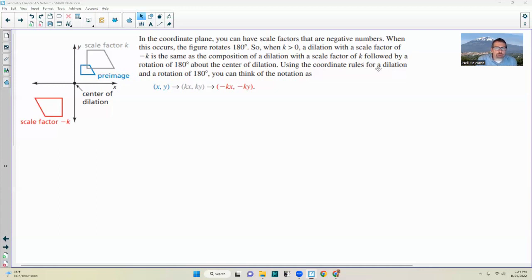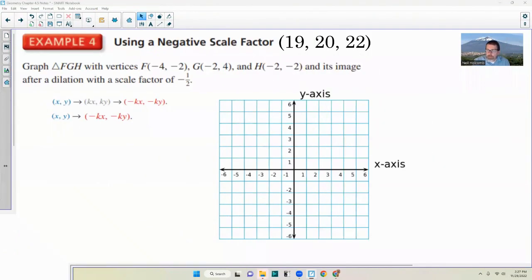Using the coordinate rules for the dilation and a rotation of 180, you can think of the notation as (x, y) becomes (k times x, k times y), which then results in (-kx, -ky). So you first enlarge it by k, and then the negative would be the 180-degree rotation besides the dilation. So let's take a look at that.